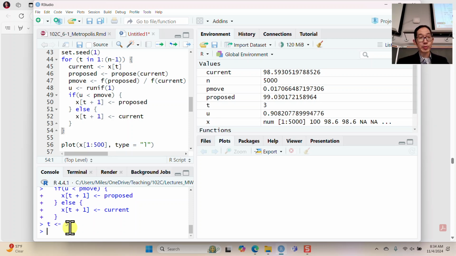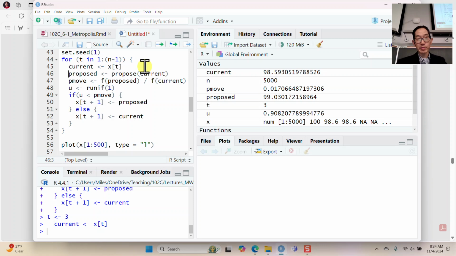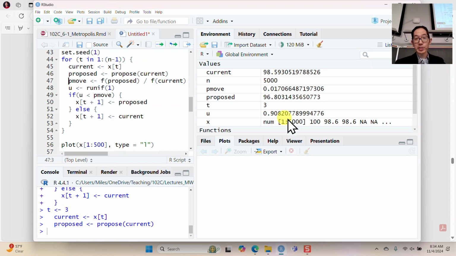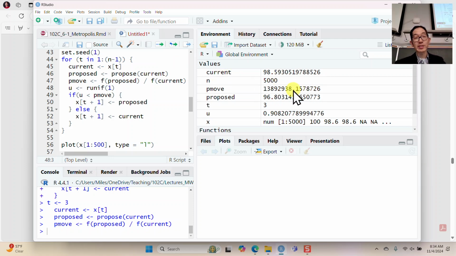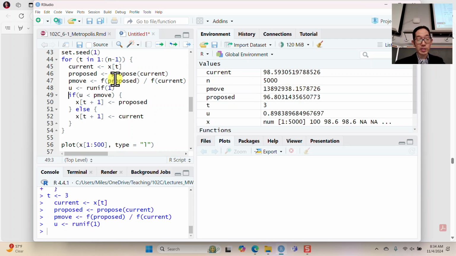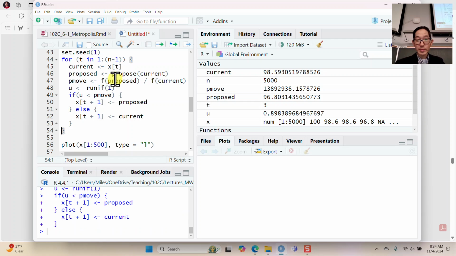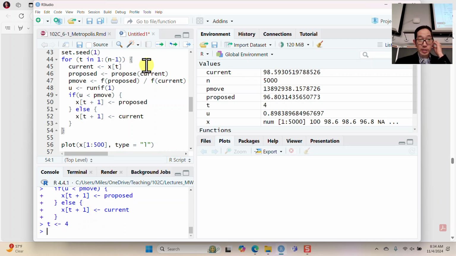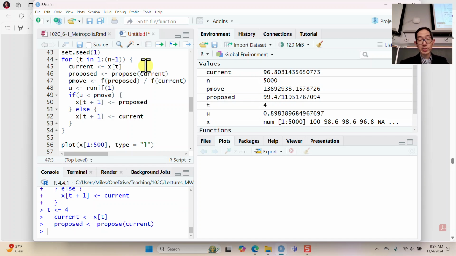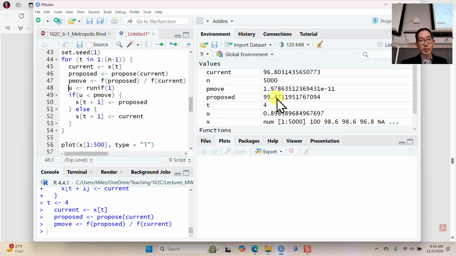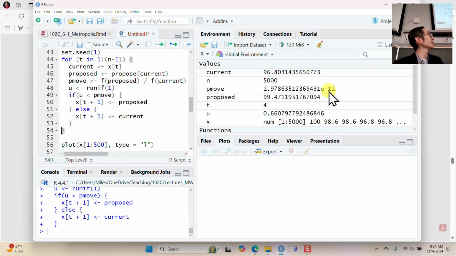We'll go to t at time 3. My current value is still 98.6. I propose 96.8. Should I move to 96.8? It says yes, definitely move to 96.8. So my next location is 96.8, and now t is at time 4. This time I'm proposing 99.47. Should I move there? It says definitely not, 10 to the minus 11. So we reuse 96.8 again.